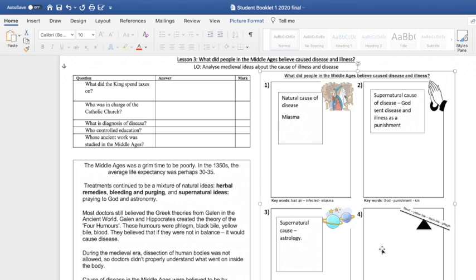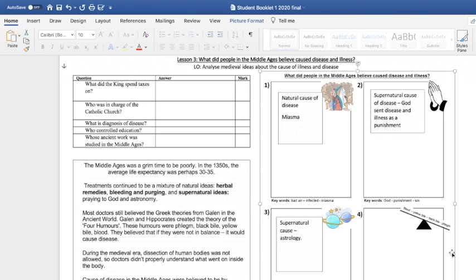Which brings us on to our last one. You may have studied, if you did the online project in year 9, about ancient medicine, Galen and Hippocrates. The reason why they're so important to our course is that they created the theory of the 4 humours. They were able to observe 4 humours, which are blood, yellow bile, black bile, and phlegm.